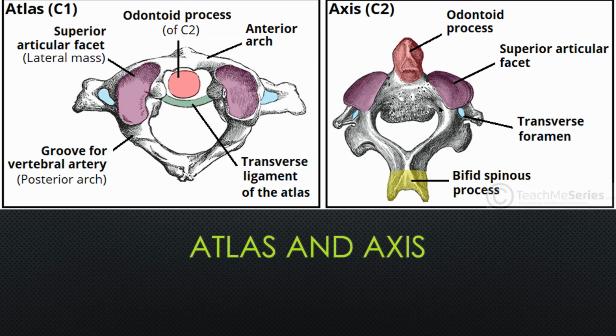And your C2 is also very similar. It's also a little ring that's sitting over there. The difference being, of course, the odontoid peg or the odontoid process that's sitting over there. And you've also got a bit of a bifid spinous process.